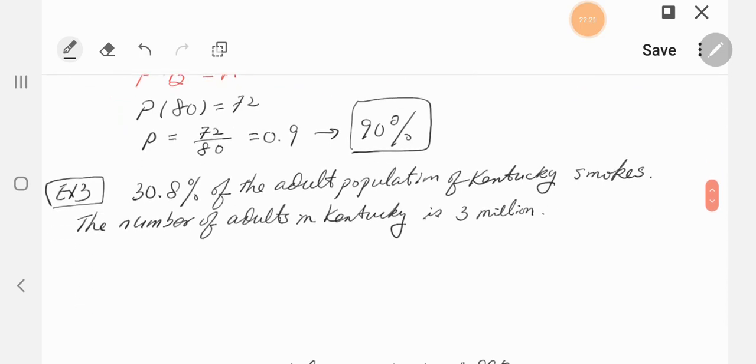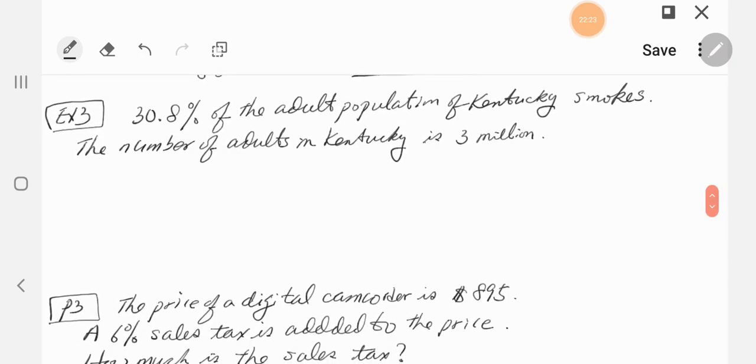Okay, next, example 3. Please pause and read the question. Fully understand the question. All right. So 30.8% of the adult population in Kentucky smokes. So around 30.8% of the people in Kentucky smoke. And the number of adults in Kentucky is 3 million.